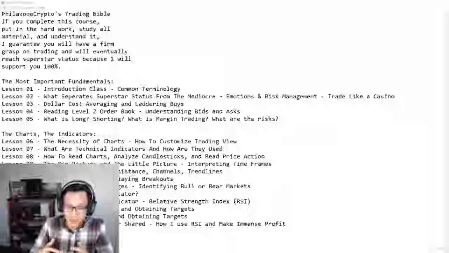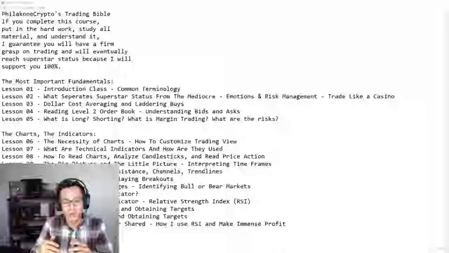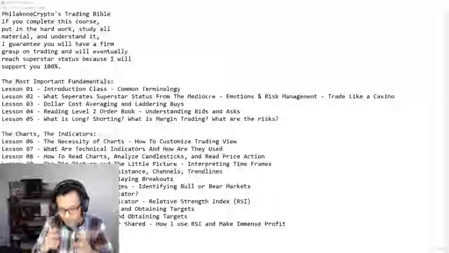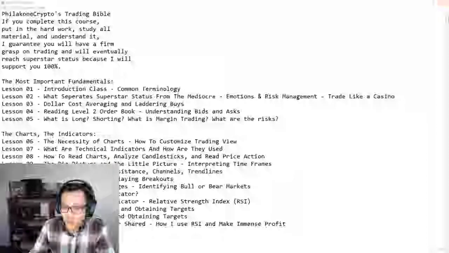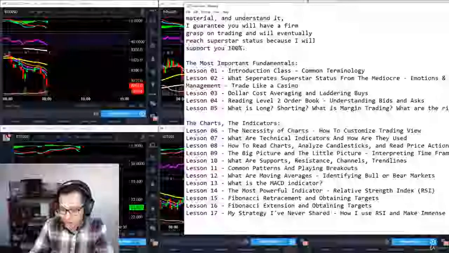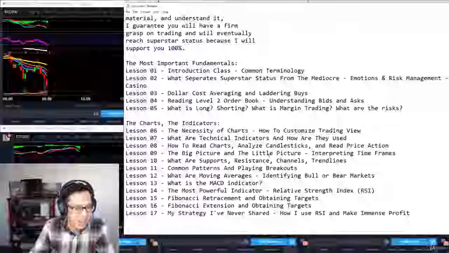So today, guys, we're going to be talking about common patterns in playing breakouts. And it's also going to tie in to the very last video that we did, which is what are supports, what are resistances, what are channels, and what are trend lines. So make sure that you guys brush up on lesson number 10, because lesson 11 is going to be a big one that ties in with lesson 10 as well. Oh, you guys don't even see this. My apologies. So make sure that you're brushing up on lesson number 10 right here, okay? As you guys see over here, lesson 10 was supports, resistances, channels, and trend lines.